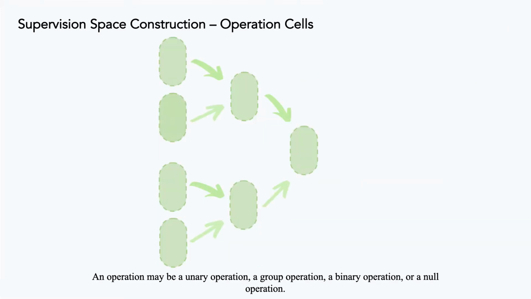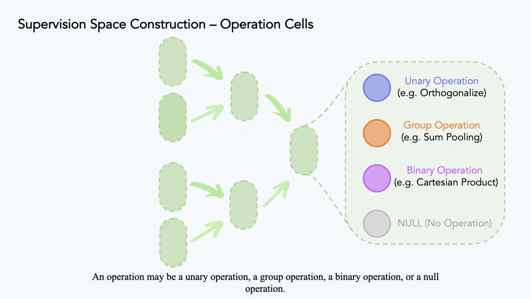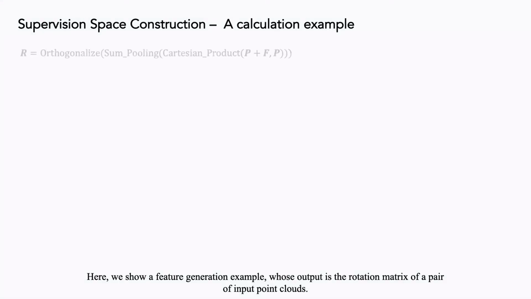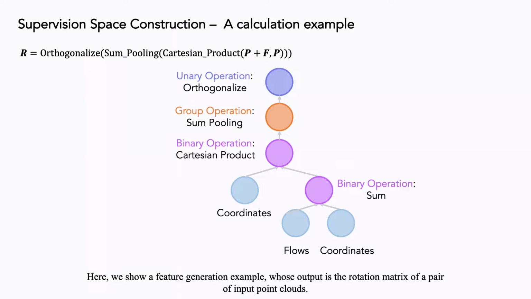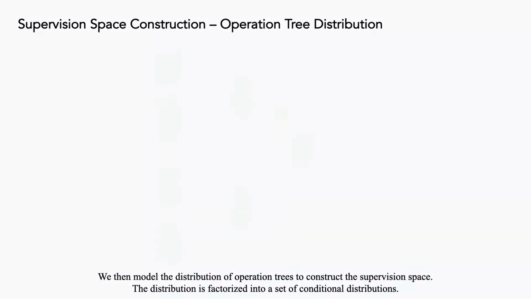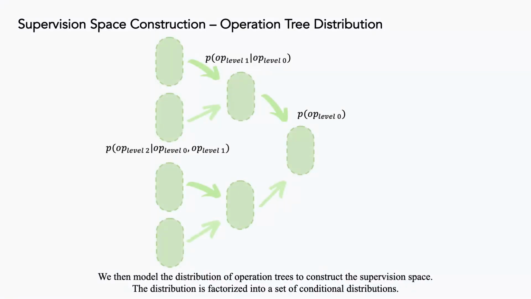An operation may be a unary operation, a group operation, a binary operation, or a null operation. Here, we show a feature generation example, whose output is the rotation matrix of a pair of input point clouds. We then model the distribution of operation trees to construct the supervision space. The distribution is factorized into a set of conditional distributions.